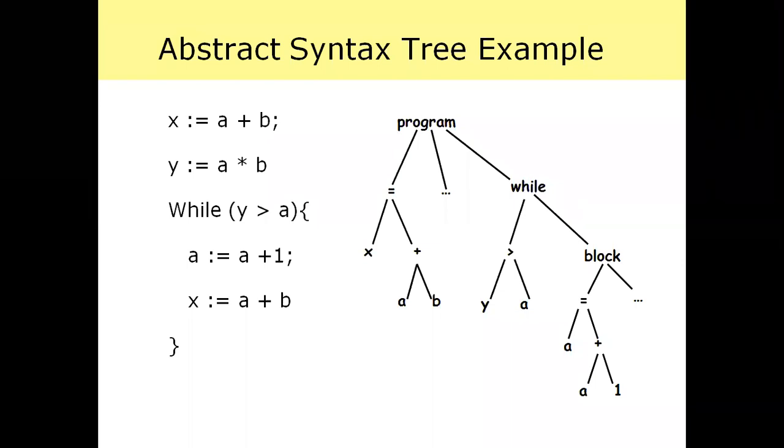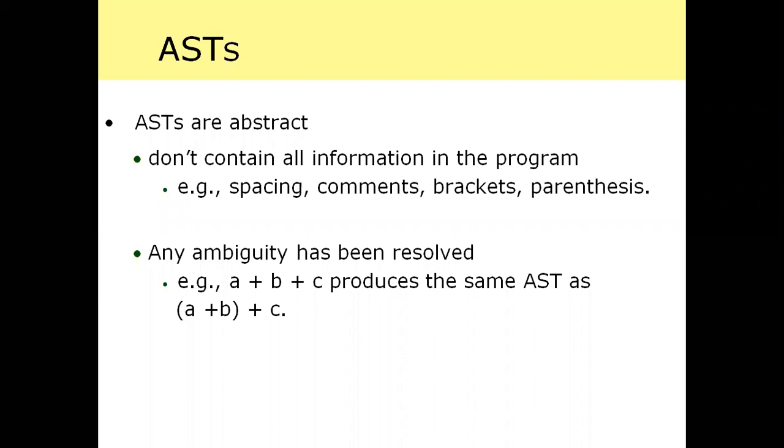This is the way of representing an abstract syntax tree from the given source code, and my source code is in the form of an intermediate code. Abstract syntax trees are a kind of abstract representation. They don't contain all the information in the program. For example, if the source code has any comments, brackets, parentheses or spacing, we are not considering all those. Without those, we represent the tree structure.